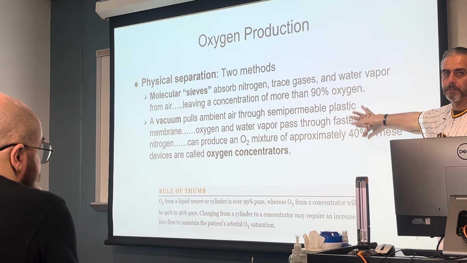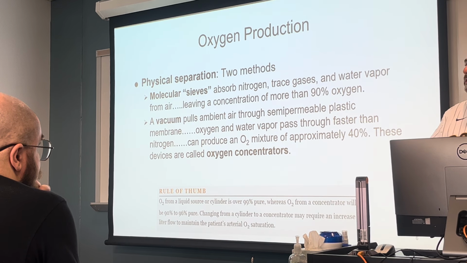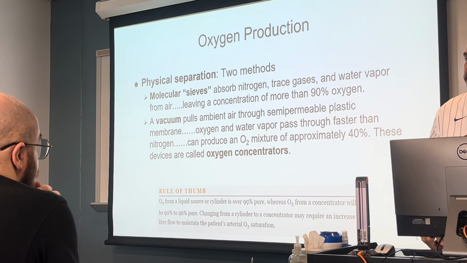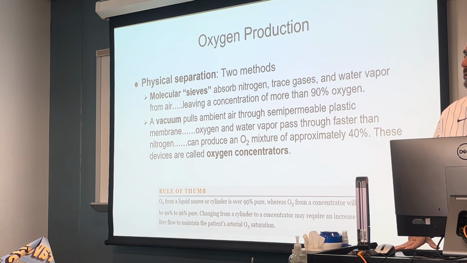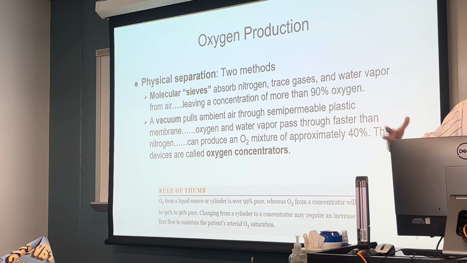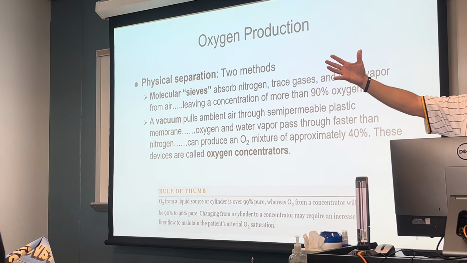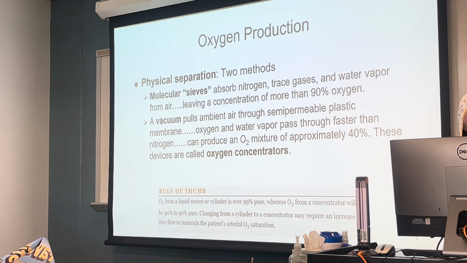Now both examples are what we call oxygen concentrators. So an oxygen concentrator, it's a piece of equipment that basically makes its own oxygen. And how does it make oxygen? It takes the regular room air, filters out everything else, leaving oxygen.